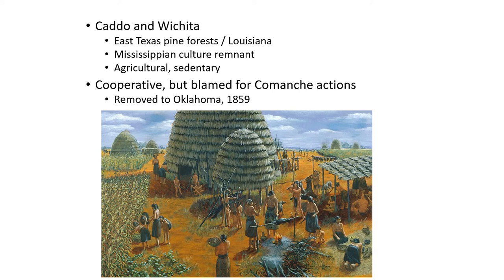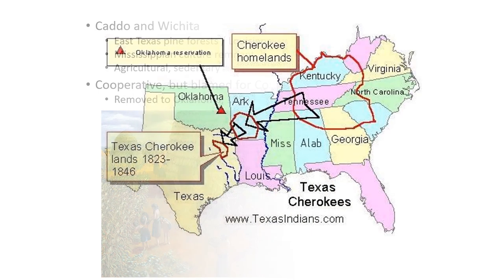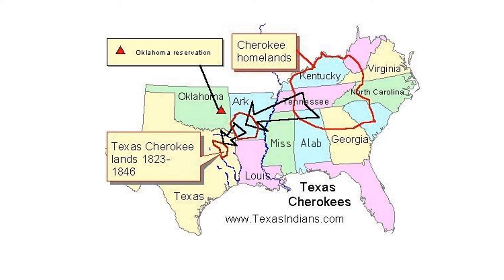Now, the last group I want to talk about is a group that was only in Texas for a few decades, the Cherokees. Now, remember, we talked about the old settlers who had gone from the original Cherokee homelands to western Arkansas, and who then were pushed out of Arkansas and into Oklahoma. But before they were pushed out, some of the old settlers went southward into Texas, which was a part of Mexico at the time, because they didn't trust the U.S. government. They wanted to instead deal with the Mexican government. And so they were there in East Texas for about 23 years.